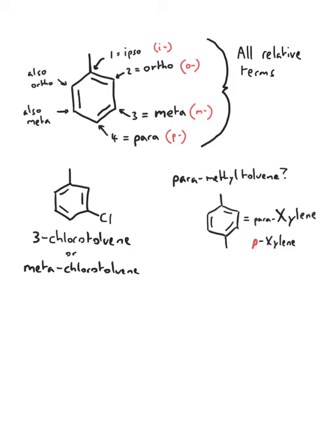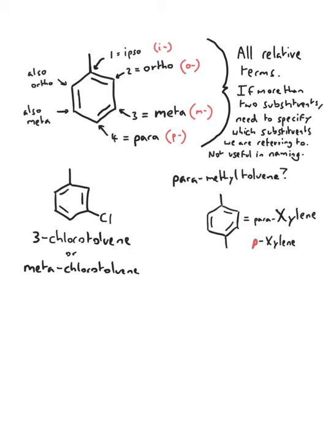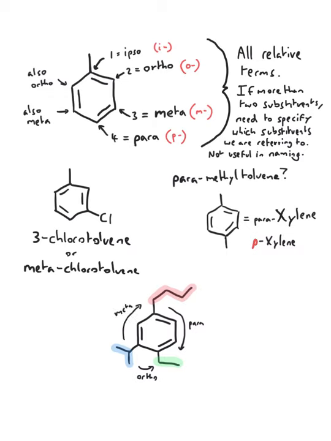Once we have benzene rings with more than 2 substituents, we cannot use ortho, meta, and para to describe the names of the compounds, but we can use them as relative terms. So for example, in this structure here, we have an ethyl group, an isopropyl group, and a butyl group. The ethyl is ortho to the isopropyl and para to the butyl, whilst the butyl is meta to the isopropyl. See how that works?